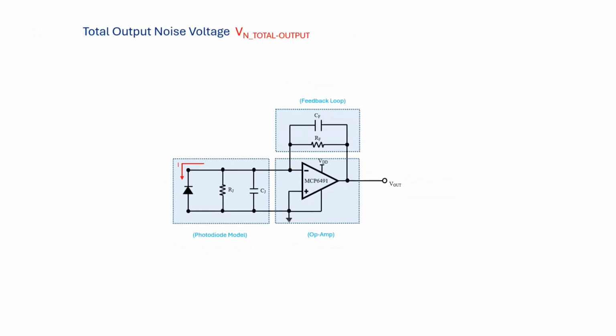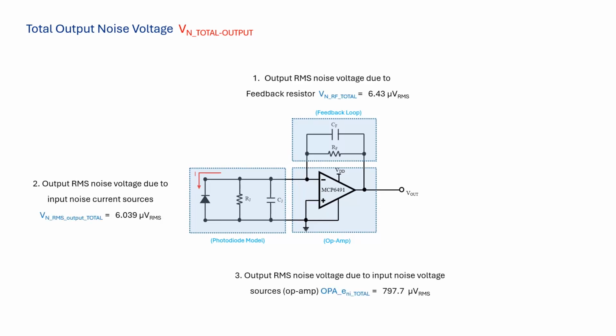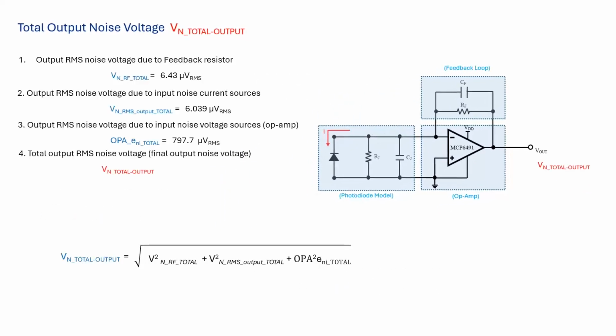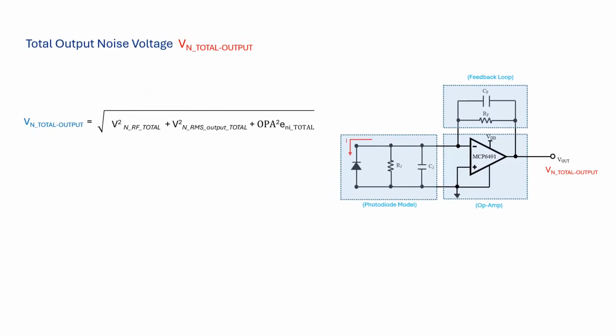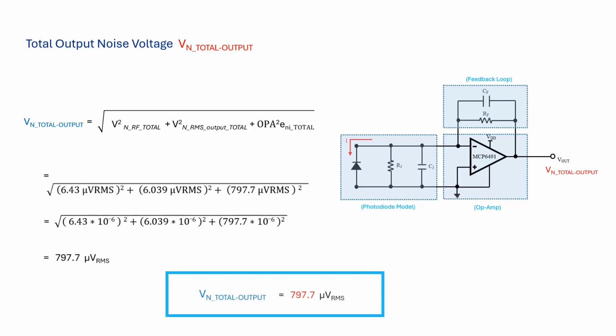So now that we have the total output noise from all three different sections, let's calculate the total output noise voltage of the entire system. To do that, we simply get the total RMS noise voltages from the feedback loop, the photodiode, and the op-amp. We plug those numbers into the equation, and the total output noise voltage of the entire system is 797.7 microvolts.